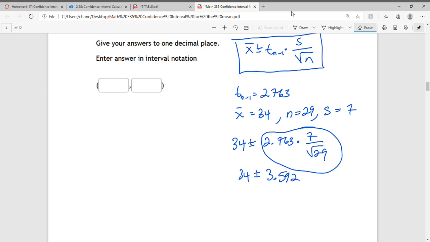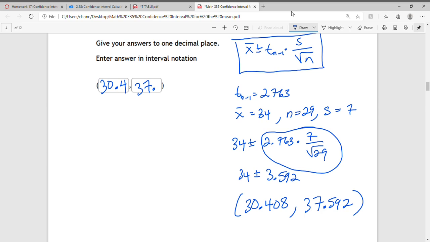That gives me 30.408. And for the upper limit, we'll do 34 plus 3.592. That gives me 37.592. Now let's round these to one decimal place. We are 99% confident that the mean is between 30.4 and 37.6. Now let's go to our computer and check to make sure that these answers are correct.